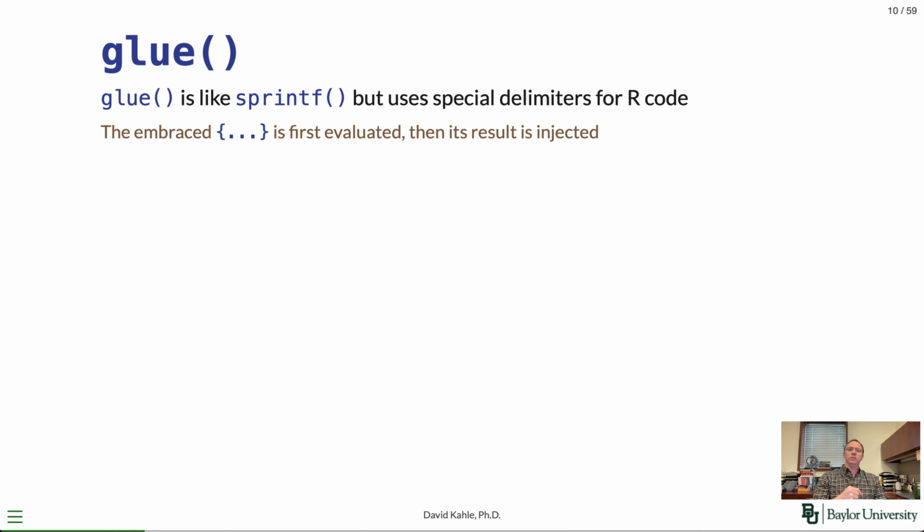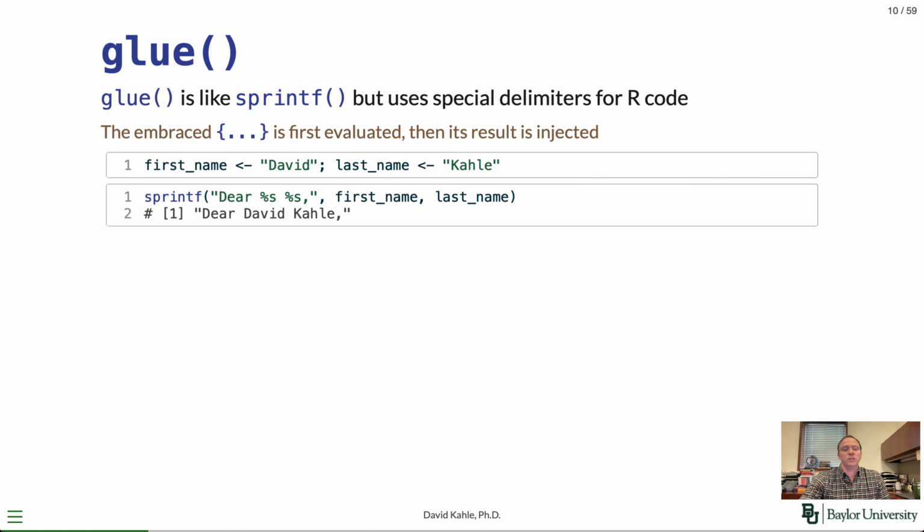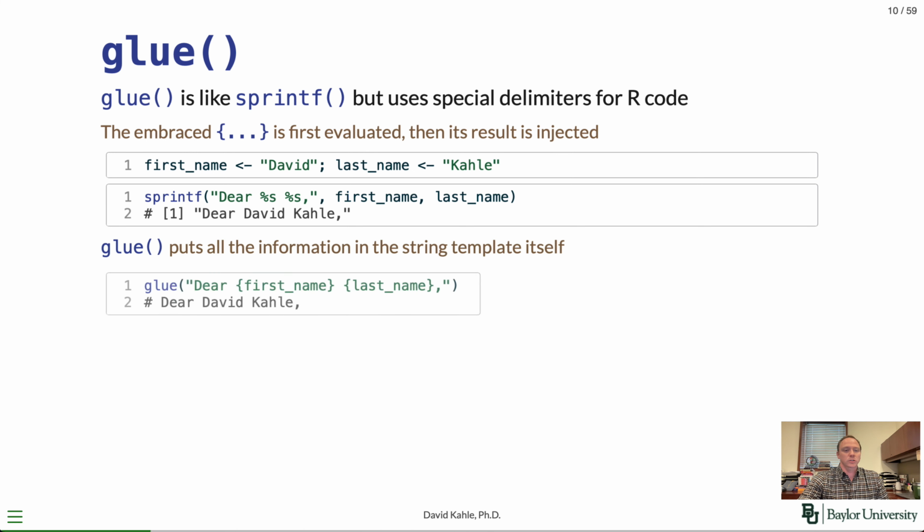Now to do that, it's going to use the curly braces. So the curly braces are not going to play their ordinary role in a string. They're going to play a special role. Let's see this work. So same first name, last name, same sprintf command from before. Here is how glue is going to do this.